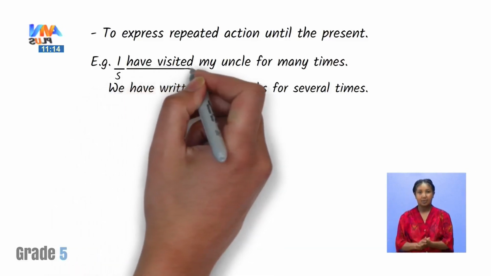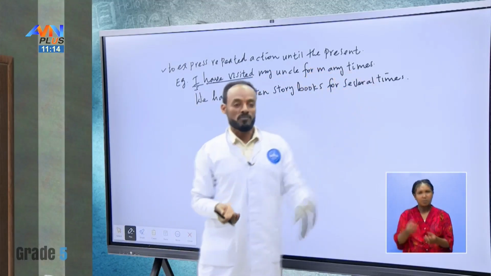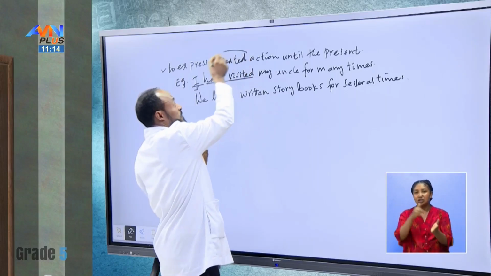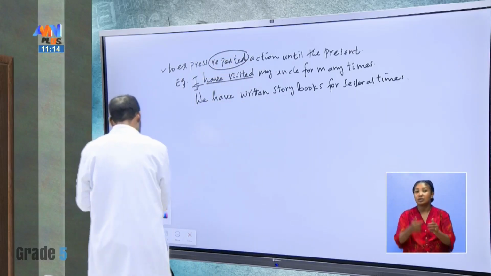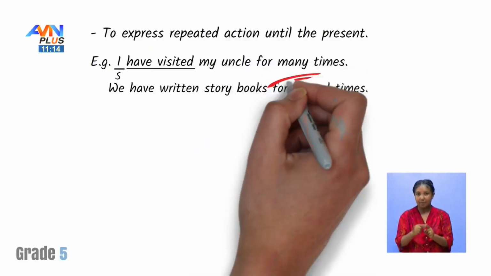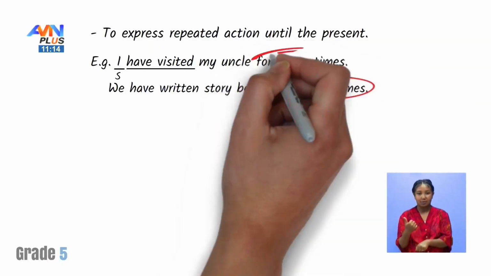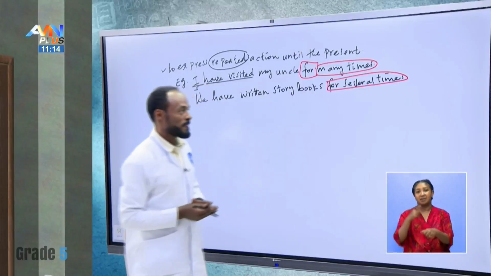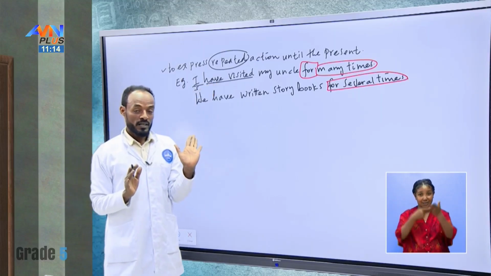I have visited my uncle for many times. It shows what? Yes, repetition. Here are the repeated points. Which shows the repetition here? For many times, and yes, many times can be used here. And also this one is for many times. I hope it's clear. Okay?